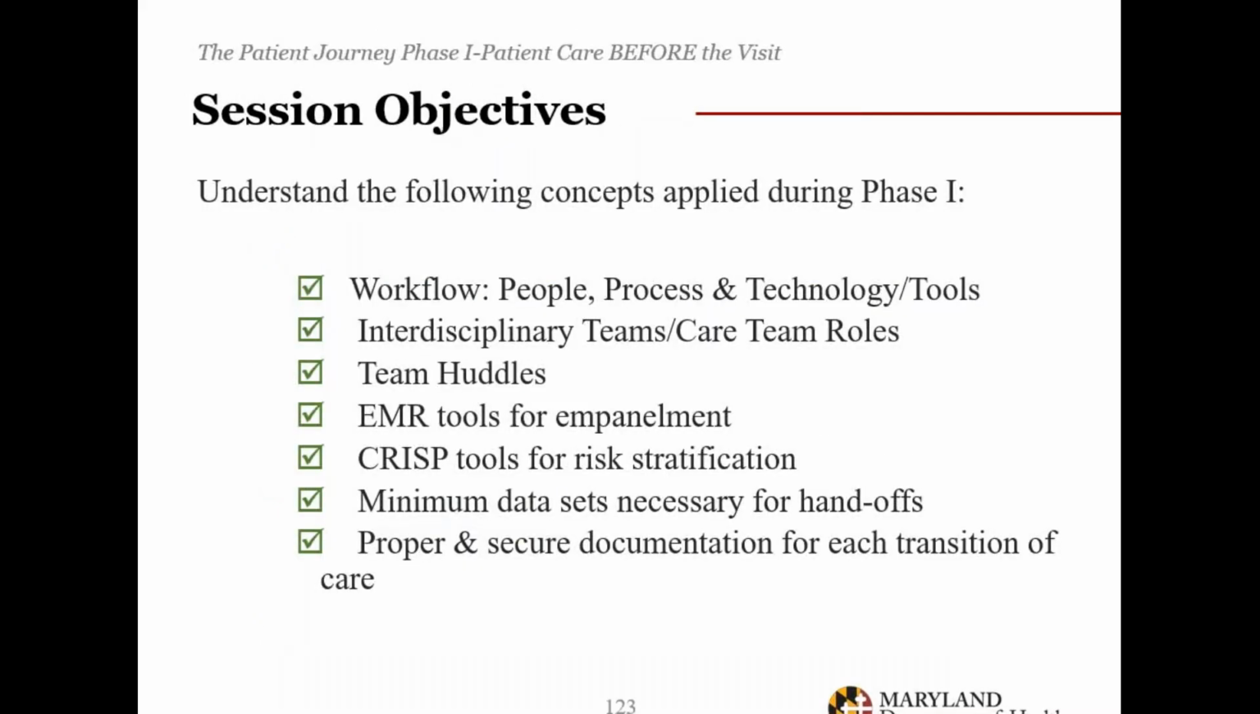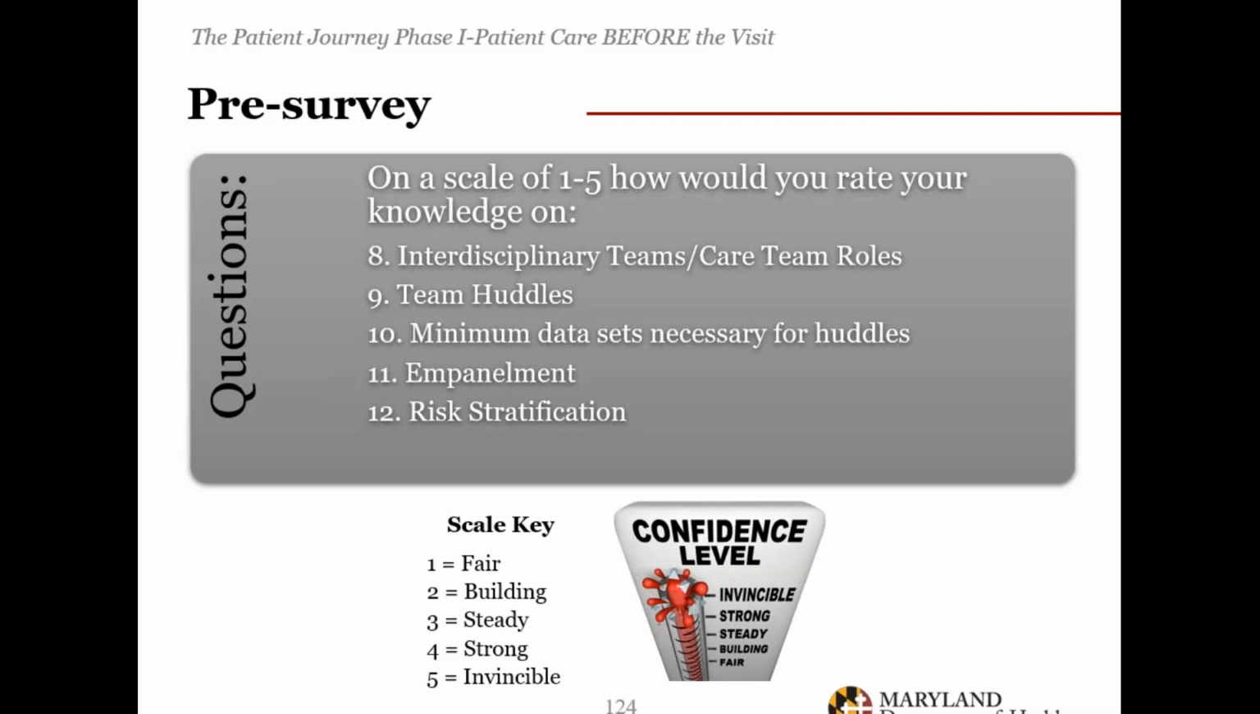So the session objectives here are to walk through the following concepts of what happens just before the patient comes for their office visit, phase one. So we'll look at workflows, people, process, technology and tools, interdisciplinary teams and care team roles, team huddles, EMR tools for empanelment, tools for re-stratification, minimum data sets required for handoff. What do I need to know before I hand it off to the next person on the care team? And proper and secure documentation for each transition. Okay. So please, again, answer the pre-survey questions on topics 8 to 12.